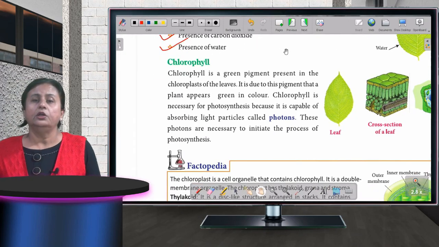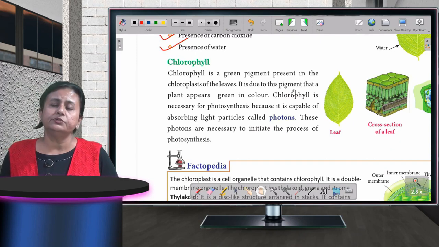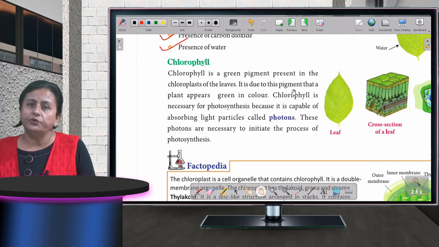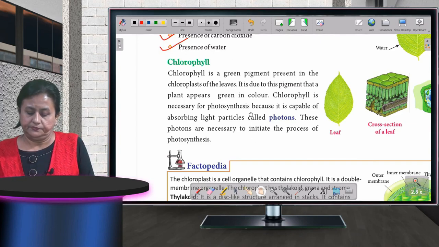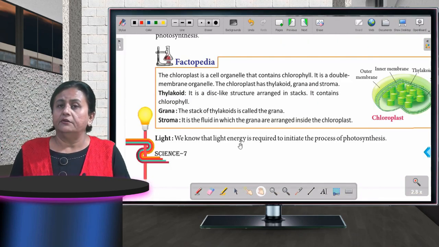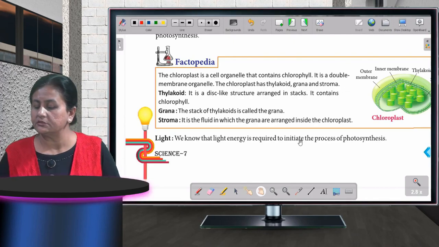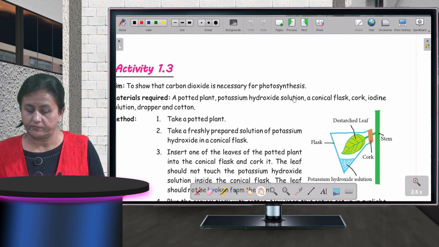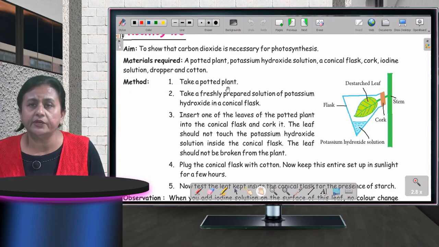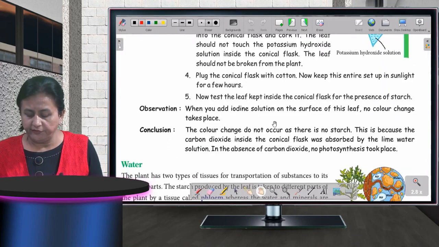Now, what is chlorophyll? Chlorophyll is a green pigment in the chloroplast of the leaves. It is due to this pigment only that the leaves appear green in color. And chlorophyll is necessary for photosynthesis. Next is sunlight, which we know, light energy is required to initiate the process of photosynthesis. There are different activities which you can read later on, to know the importance of chlorophyll and the importance of water. I'm just briefing you the chapter.